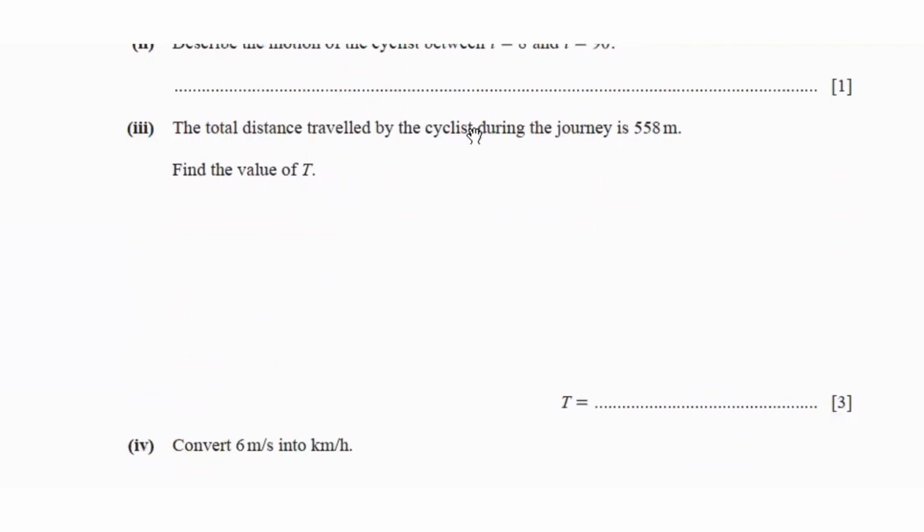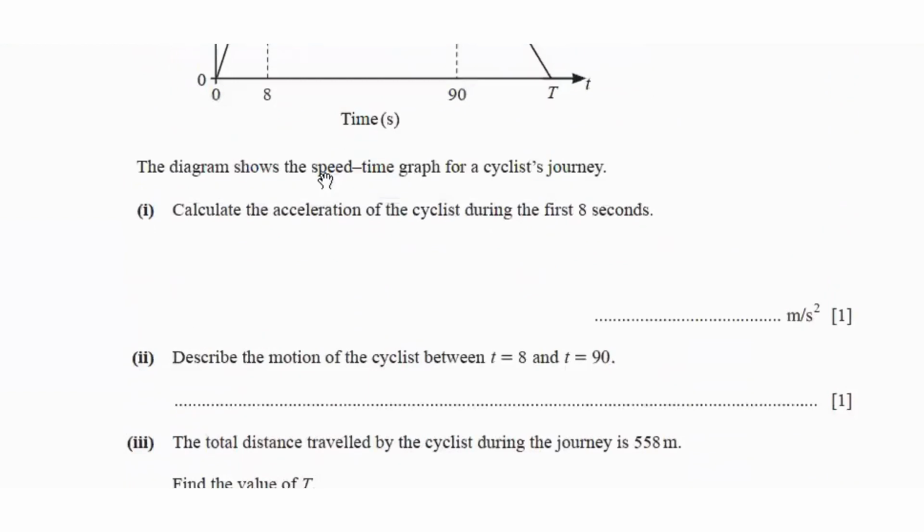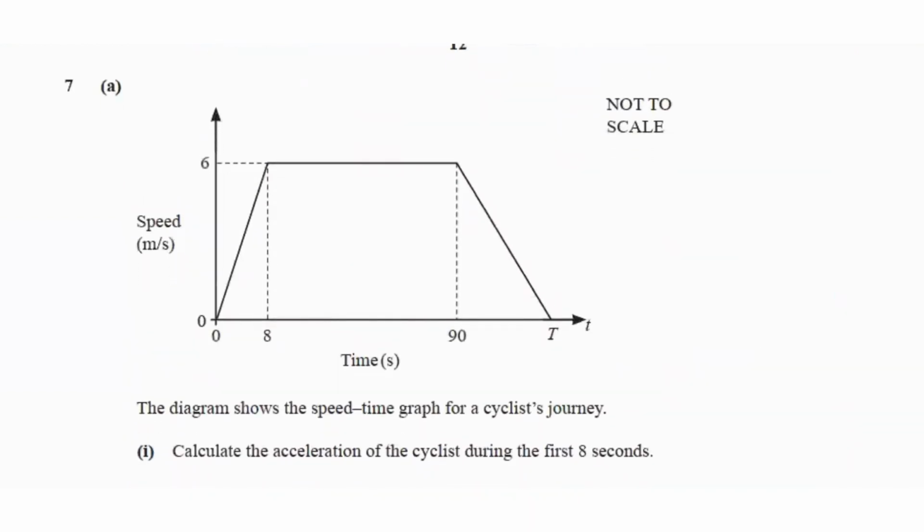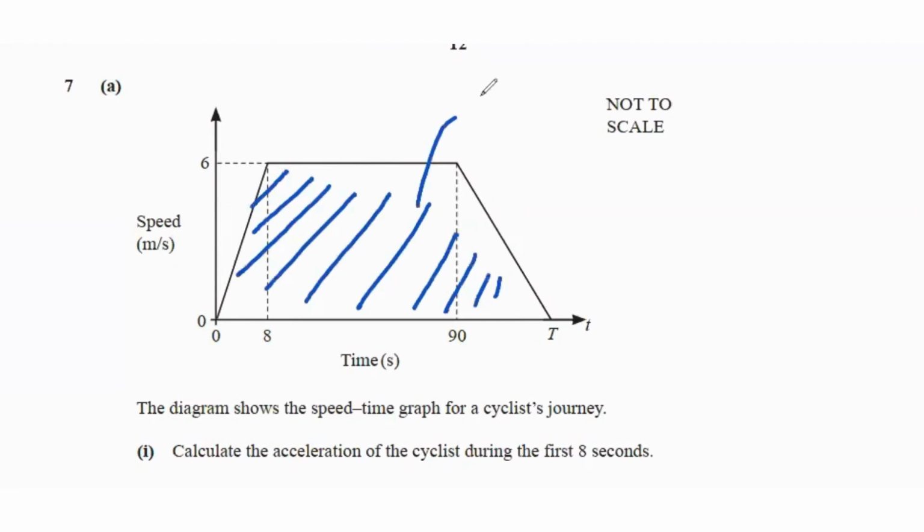The total distance traveled by the cyclist during the journey is 558 meters. Find the value of t. Always remember that in a speed-time graph, the area under the graph is the distance. The distance is given as 558. Since the shape is a trapezium, we will do 1 over 2 times the height, which is 6.